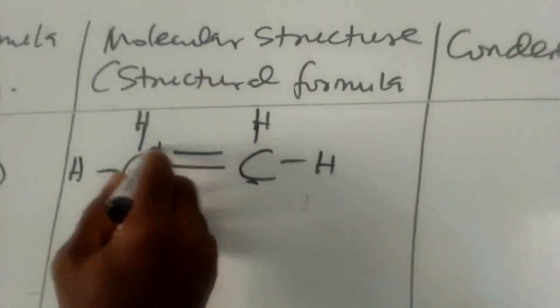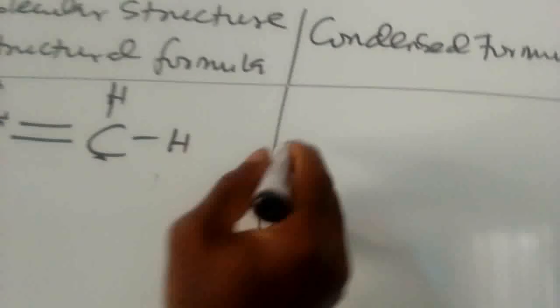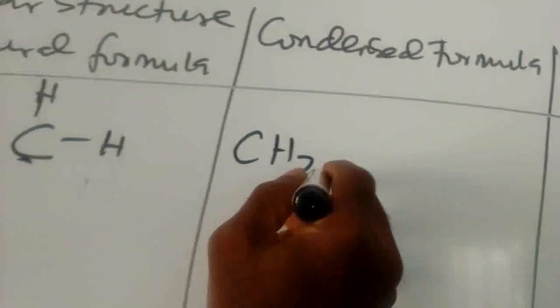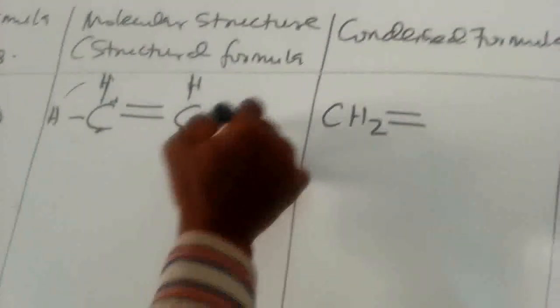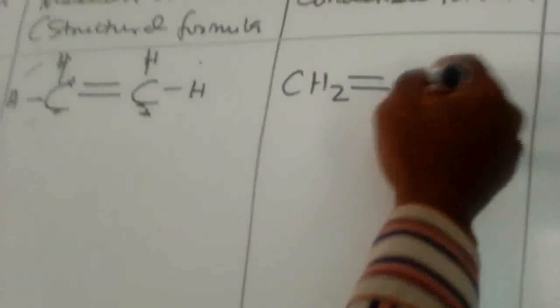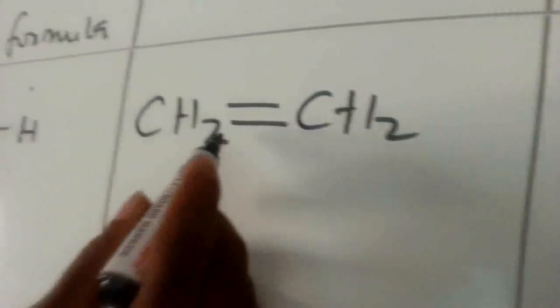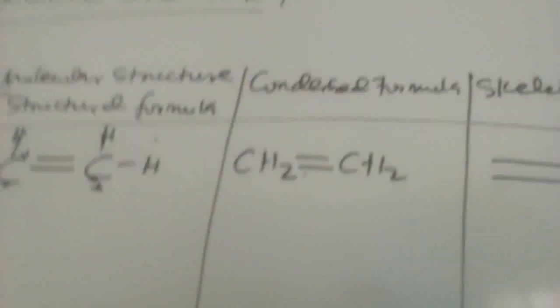We'll now go to the condensed formula. In the condensed formula, the first carbon is carrying two hydrogens. We put them together, CH2. Then at the middle, the double bond. Then this one is having hydrogen again, so we have CH2 also here. Then going to the skeletal formula, we show the bond between the carbon atoms. The bond between the carbon atoms is a double bond, so we just draw the double bond. This is the skeletal formula of ethene.